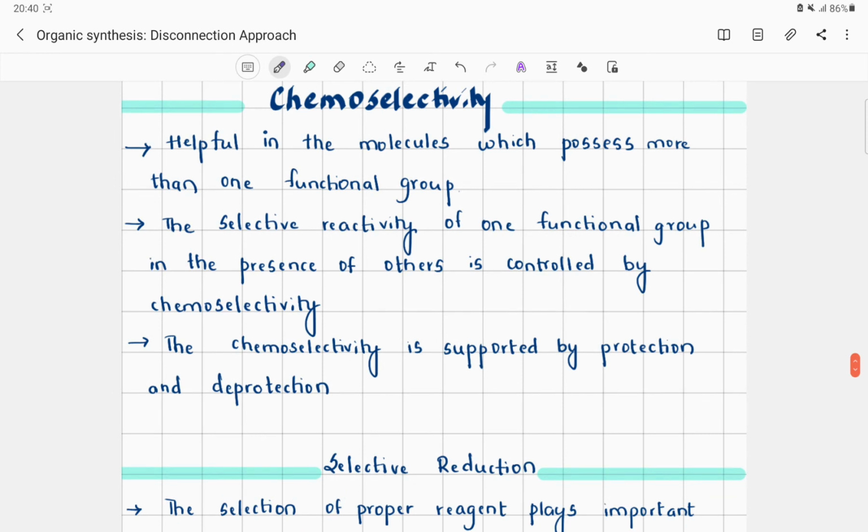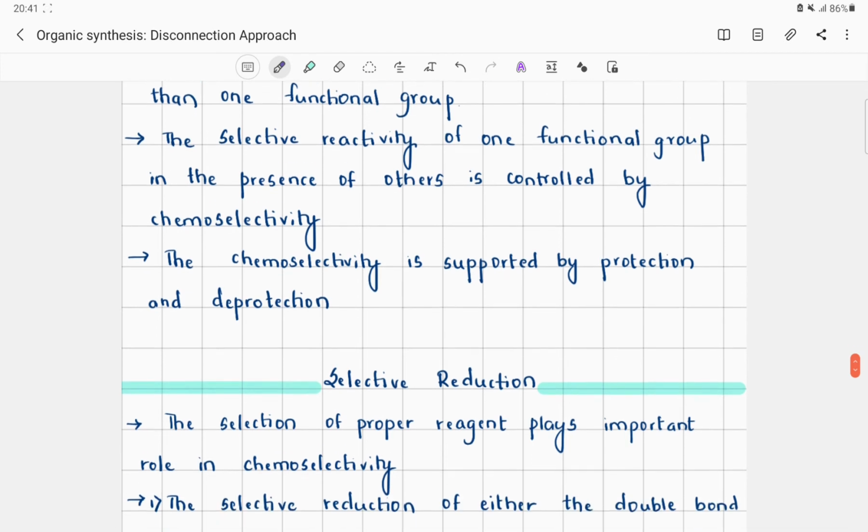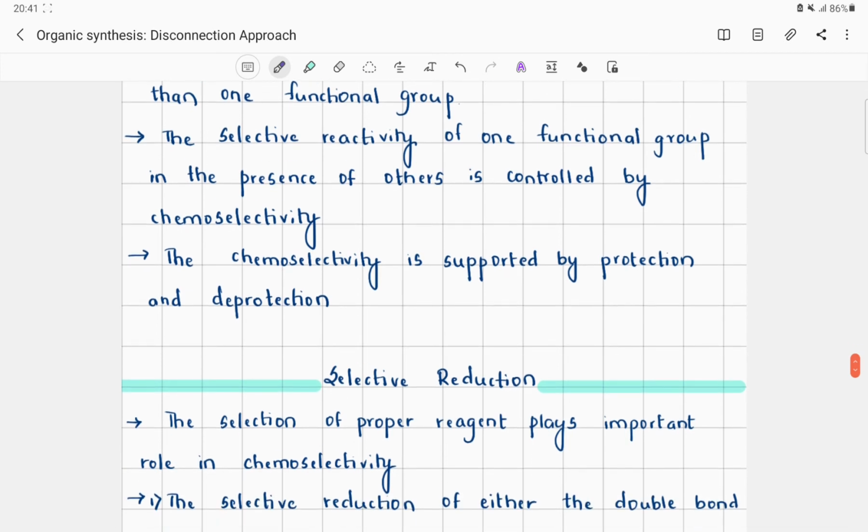Coming to the concept of chemoselectivity, it is helpful in molecules which possess more than one functional group. This we have already seen in the previous discussion. The selective reactivity of one functional group in the presence of others is controlled by chemoselectivity. That means I can control how only one functional group reacts and the other functional group does not react at all. Chemoselectivity is supported by protection and deprotection. Definitely, if there is protection and further deprotection, it is always supporting the chemoselectivity process.